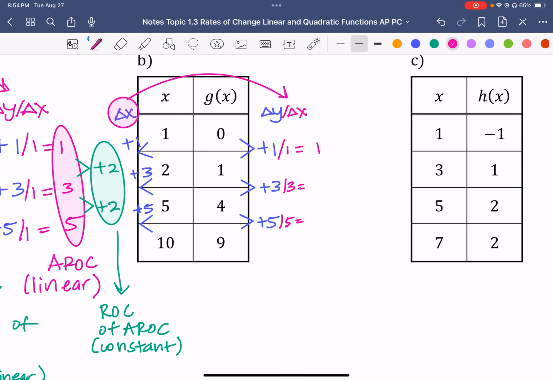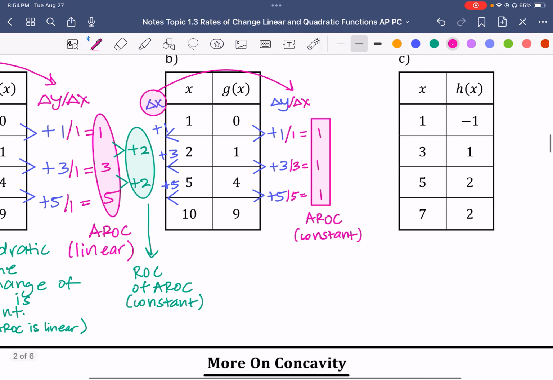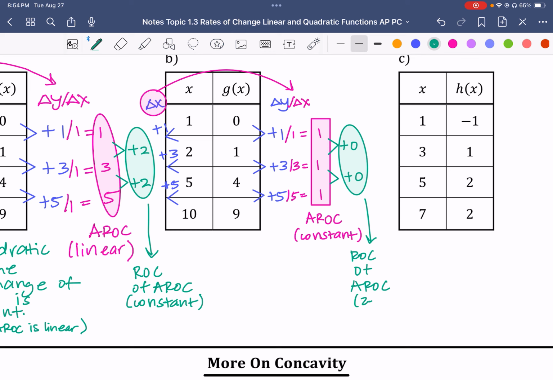Now any number divided by itself is always going to be 1. So I'm going to circle those numbers and label them my average rate of change. Now notice that the average rate of change is constant, right? That means that this table has to be linear because you did it one time. If you were to repeat the process and do it again, from 1 to 1, I have to add 0. So then you can circle those, and I'm going to put this down here, the rate of change of your average rate of change is 0.